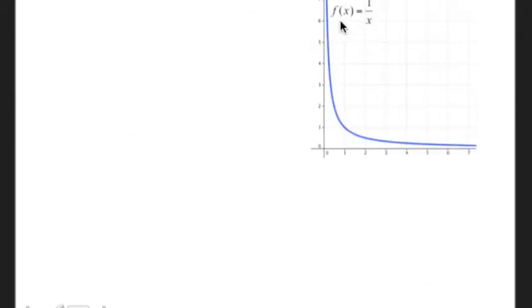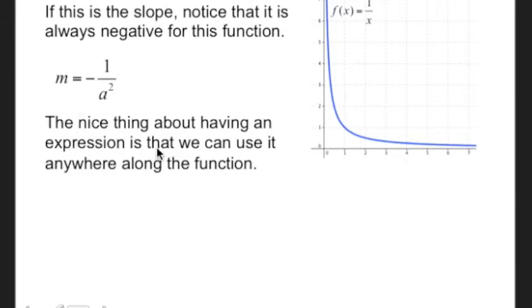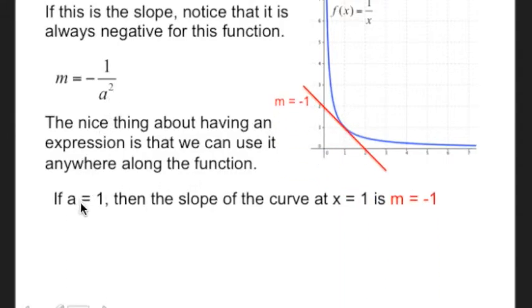So what does that mean? Well, here is 1 over x. The nice thing is that we can find the slope anywhere now. We can use it anywhere along the function. Let's take a look at a equals 1, this point right here. If a equals 1, then the slope of the curve is negative 1 over 1 squared, which is negative 1. So the slope of the curve at 1 is negative 1. In other words, we have a line that we could draw with slope of negative 1. It would be tangent to the curve at that point.